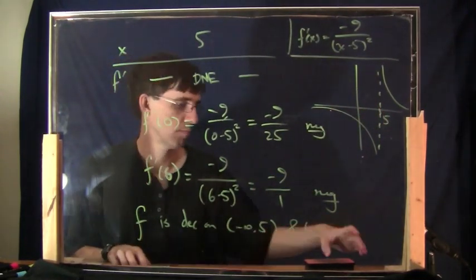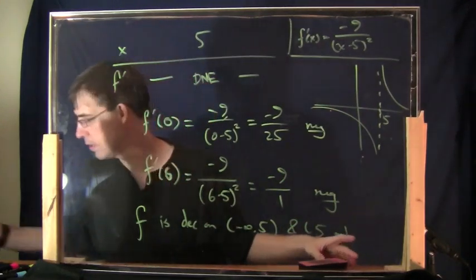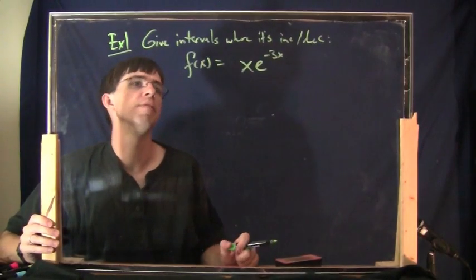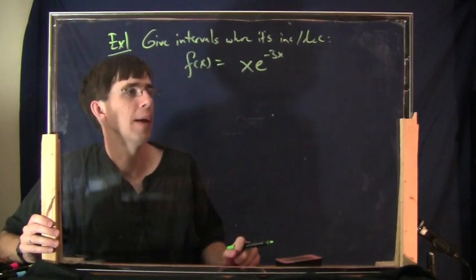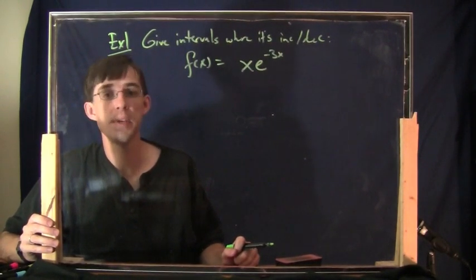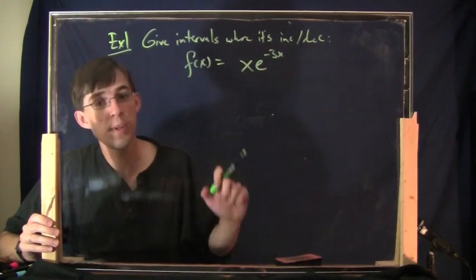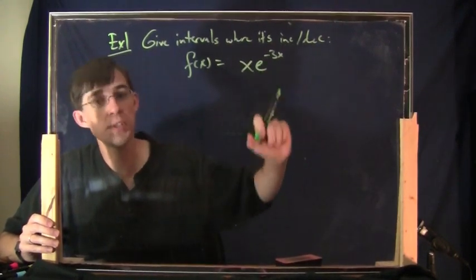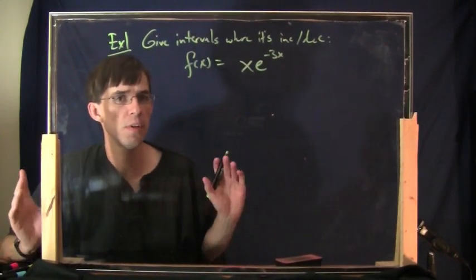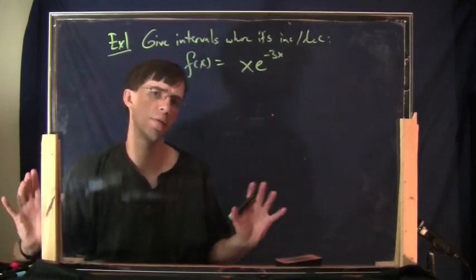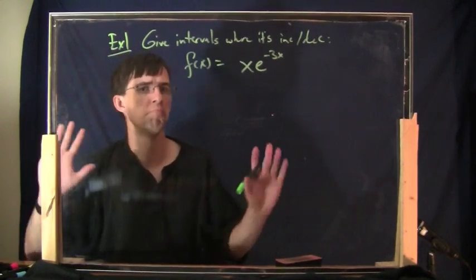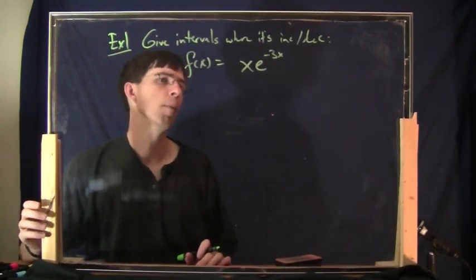All right. Let's try another one. All right, here's another one. Give intervals where this function is increasing or decreasing. f of x equals x times e to the minus 3x. All right. What makes this one a little bit harder is just that you have to deal with this e thing, which is a little intimidating. It's actually not too difficult to work with. It's just you might feel a little weird about it. Don't worry, everything will be cool.